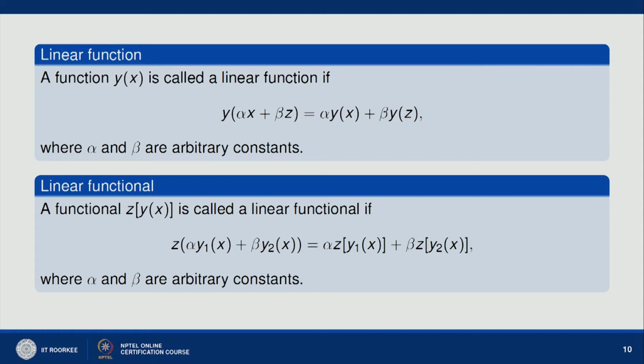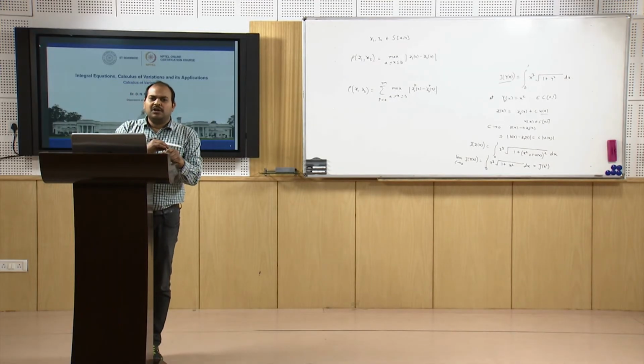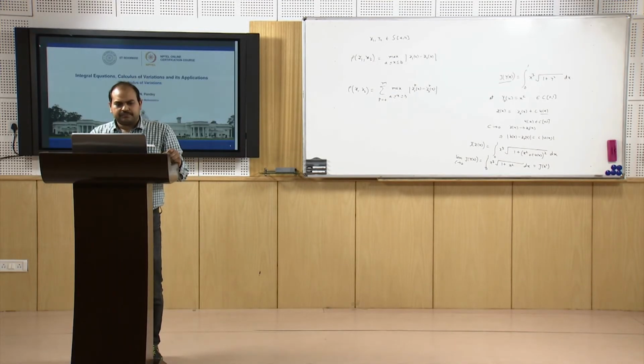So in a similar manner, we can define a linear functional: a functional z of y(x) is called a linear functional if we take two functions y1(x) and y2(x) from the domain of z, and the value of z of alpha y1 plus beta y2 is equal to alpha times z of y1 plus beta times z of y2, and here alpha and beta are arbitrary constants. So if you look at these two definitions, they are almost similar.